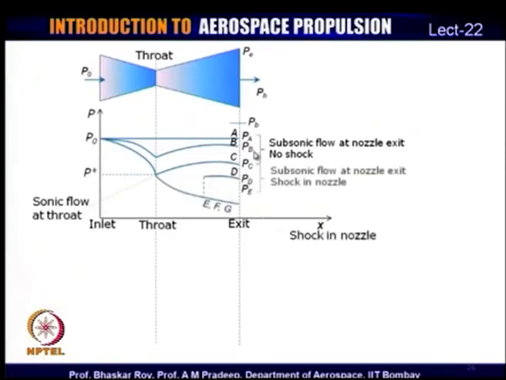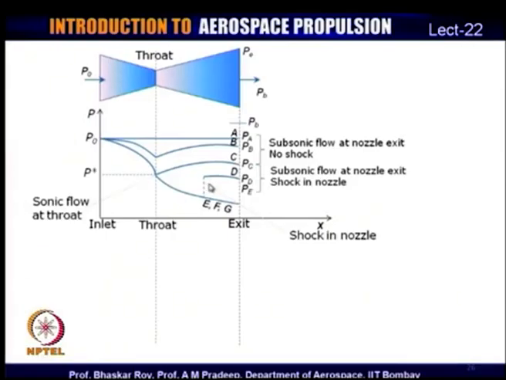So, if you reduce the back pressure even further, what happens is after the throat, the static pressure continues to drop up to a point where there is a sudden increase in static pressure, which is basically due to the occurrence of a shock. So, in the diverging section of the nozzle, there is a shock after which the flow becomes subsonic. We will discuss more about shocks in the next lecture.